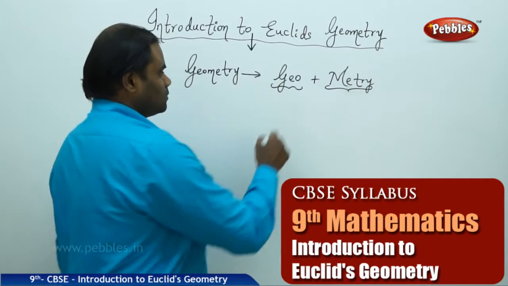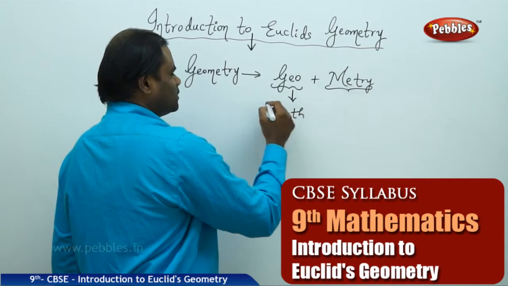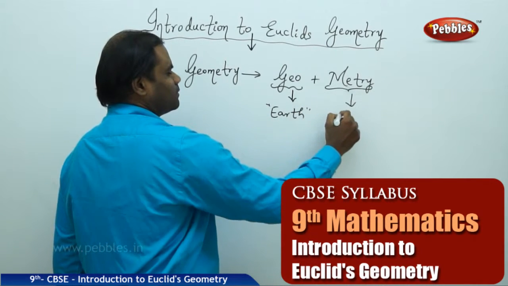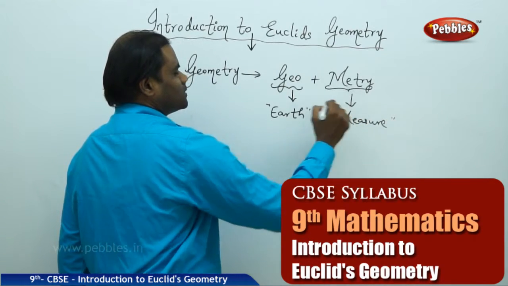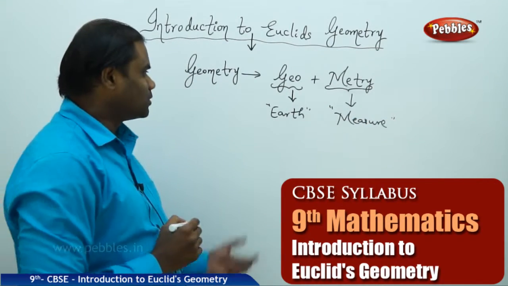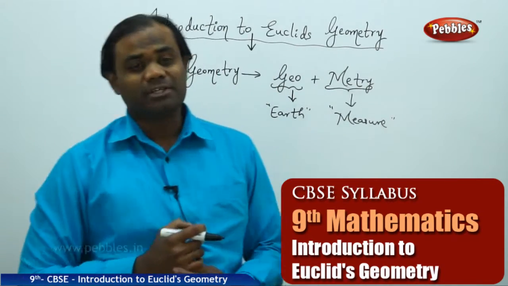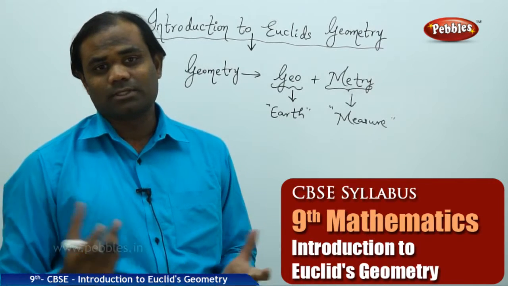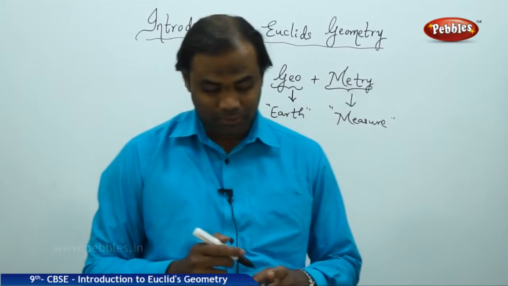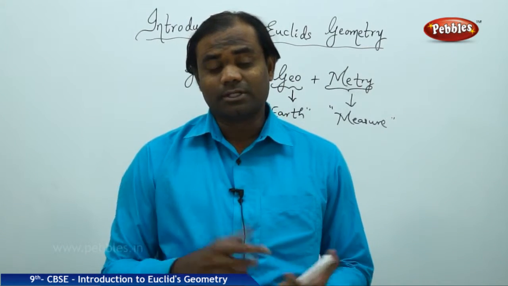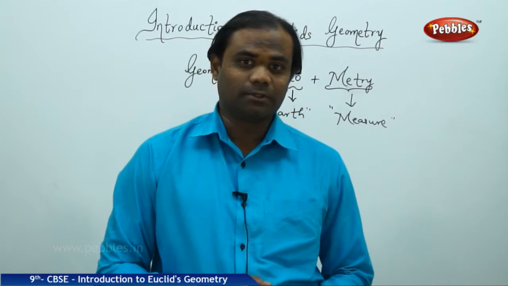Geo in Greek generally refers to earth, and metry in Greek refers to measure. So the Greek names are geo for earth and metry for measure. The measure of earth is what is called geometry. But why did the mathematicians during those times give importance to measuring the earth? That is the biggest question here.